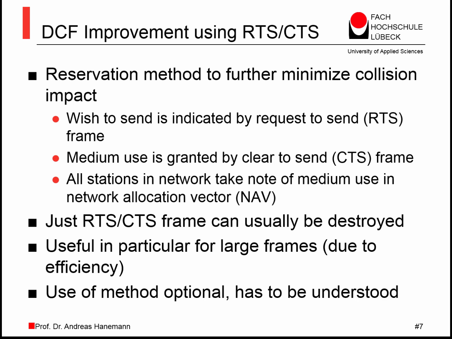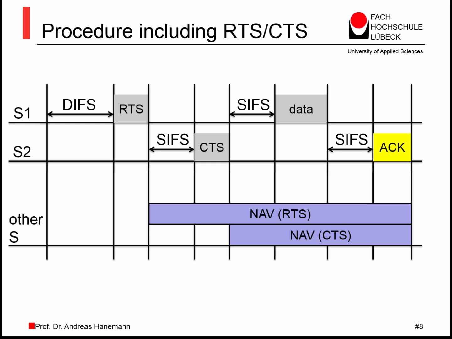The use of RTS-CTS is optional, but each station has to understand it if it is used by another station. On this slide, we see how RTS-CTS works. S1 sends the RTS and S2 replies after SIFS with CTS. Then the data frame is sent, which is confirmed afterwards. For these steps, SIFS is used. Other stations take note of reservations in their internal network allocation vectors.